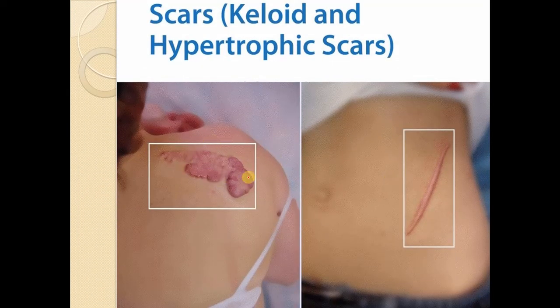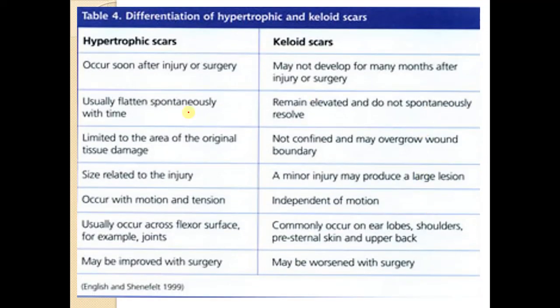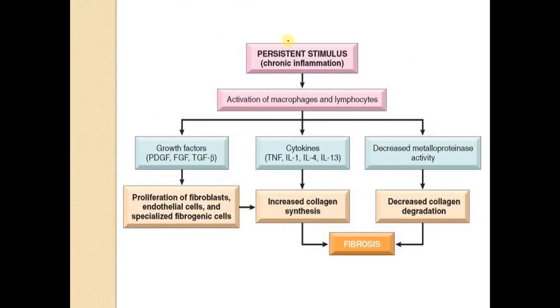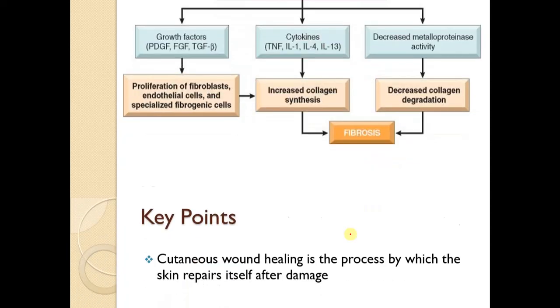So this is the keloid and this is the hypertrophic scar. This is a table which shows the differences between keloid and hypertrophic scar. Please go through this table. So when chronic inflammation is constantly present, there is a persistent stimulus for chronic inflammation. What happens? It will cause the activation of macrophages and lymphocytes, which will release certain growth factors and cytokines. All these will contribute towards increased collagen synthesis and ultimately fibrosis.